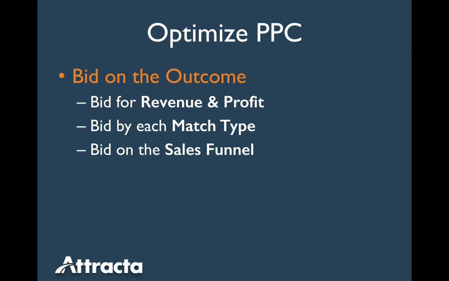But bear in mind, bid on the revenue and the profit that you're making. Bid by the match type, so exact match is the best type of click to buy. And bid progressively based on where people have been on your site previously. So if it's a new user versus a returning customer, there's a different value to that.